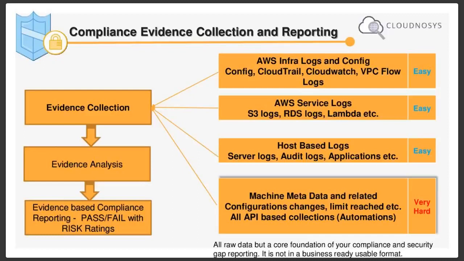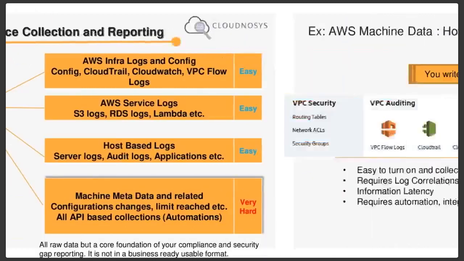That's the second box on your left-hand side. So analysis requires expertise in compliance, expertise in security, expertise in AWS, and map all that together, and you should be able to generate evidence-based compliance reporting that will have a very simple metric, pass or fail, right? And it will also have risk ratings as well. So it will say risk is high, medium, and low, and you can show that to your auditor as well, that this is what you have.